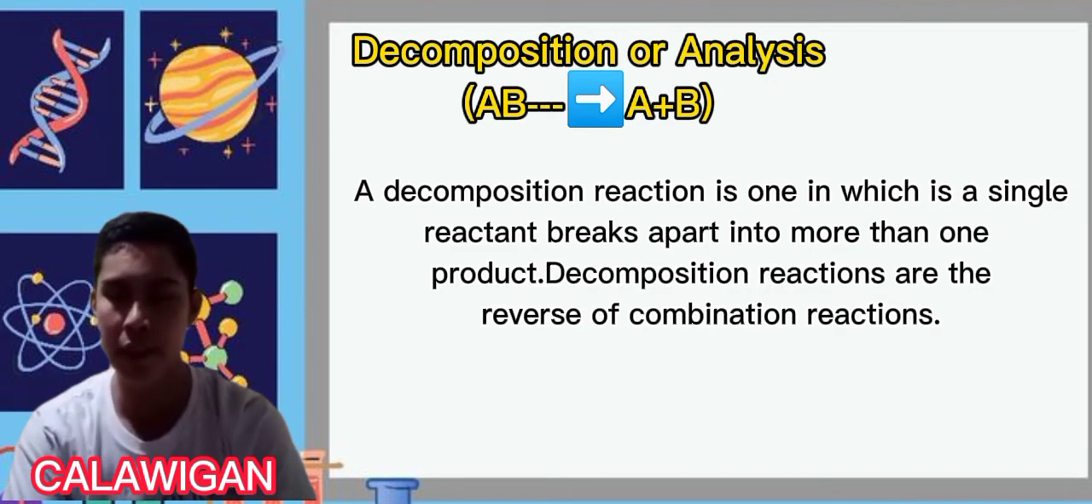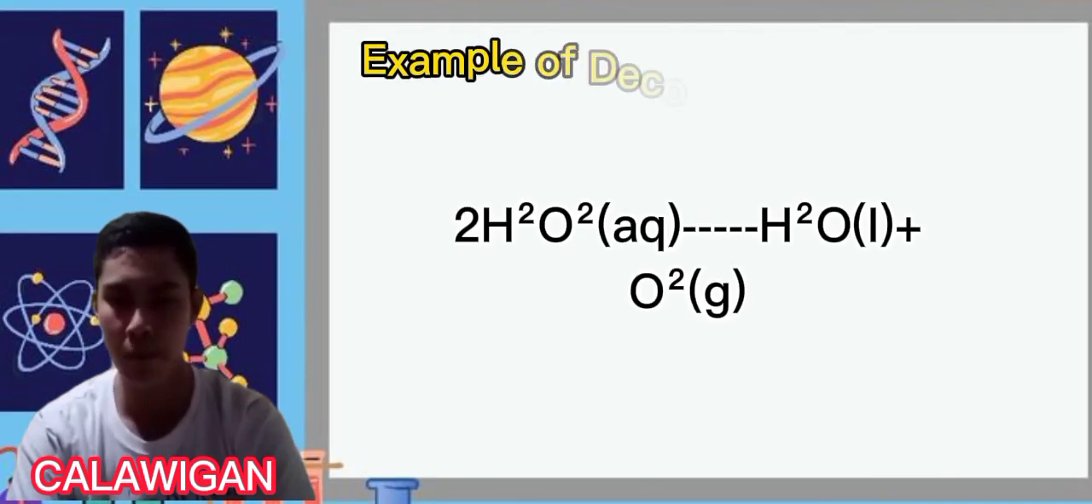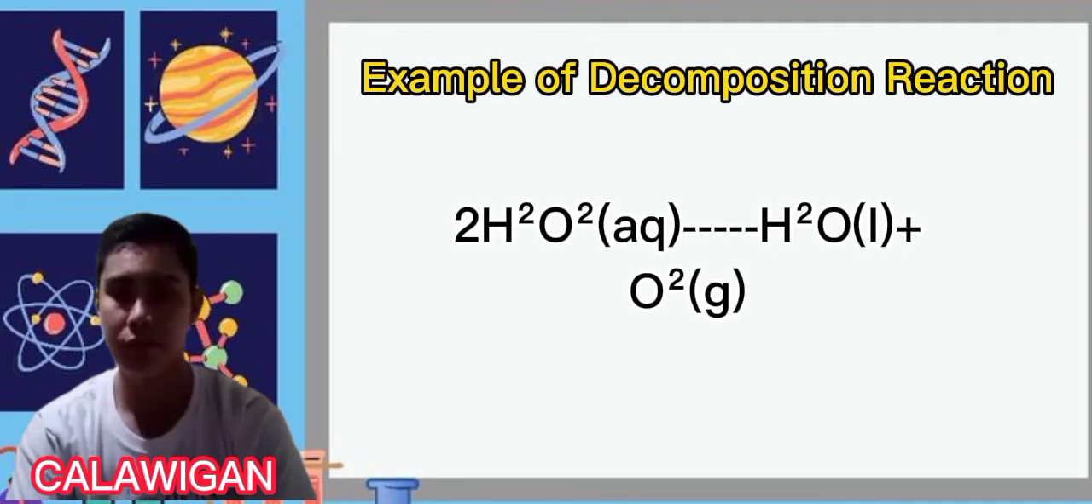Decomposition or analysis: AB equals A plus B. A decomposition reaction is one in which a single reactant breaks apart into more than one part. Decomposition reactions are the reverse of combination reactions. An example of a decomposition reaction is the decomposition of hydrogen peroxide.